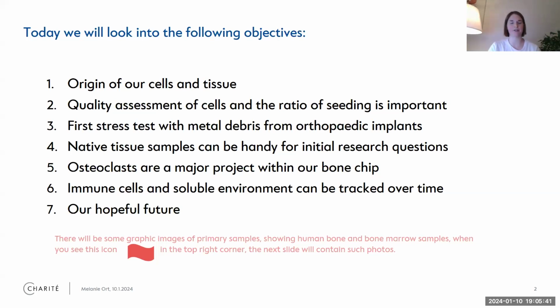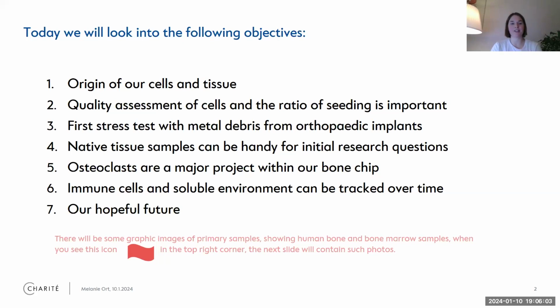I will show you pictures you will understand later and how that's handy when you do basal research. Then we will talk about osteoclasts, the bone resorbing cells, very special cells, as you will learn, hopefully. And then a little bit about immune cells and the soluble environment and our future projects or the outlook.